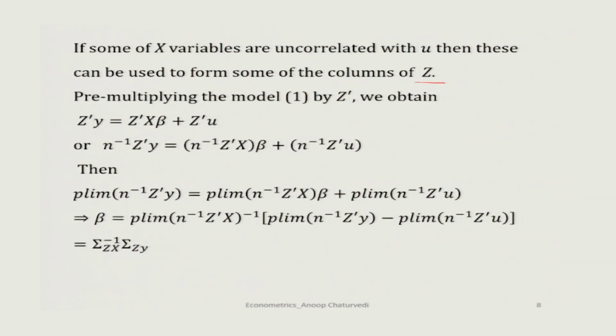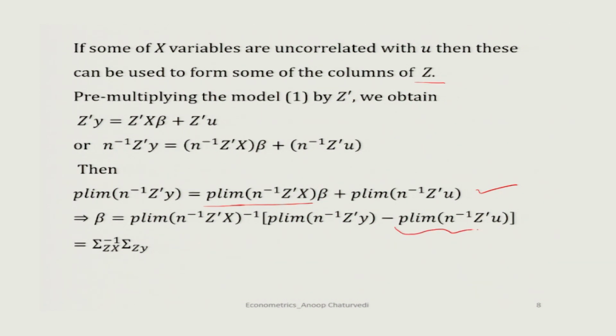Now, we solve this equation for beta. So, you obtain beta equal to the inverse of the probability limit of n inverse Z transpose x, then you have the probability limit of n inverse Z transpose y minus the probability limit of n inverse Z transpose u.